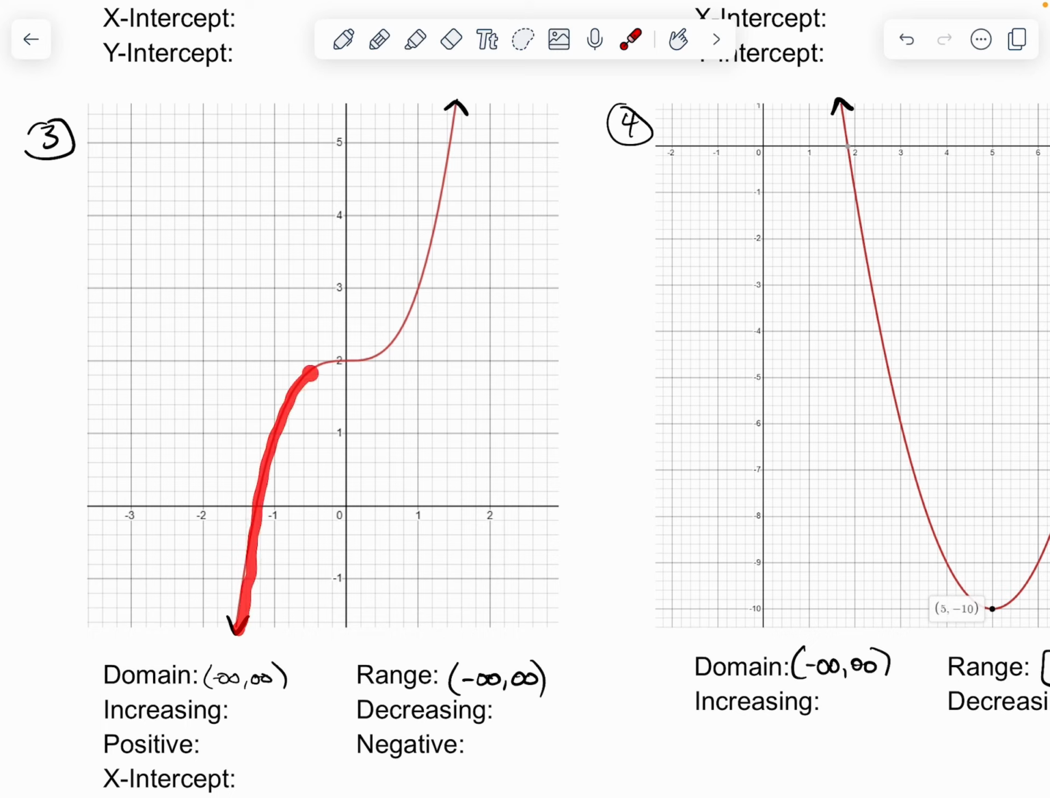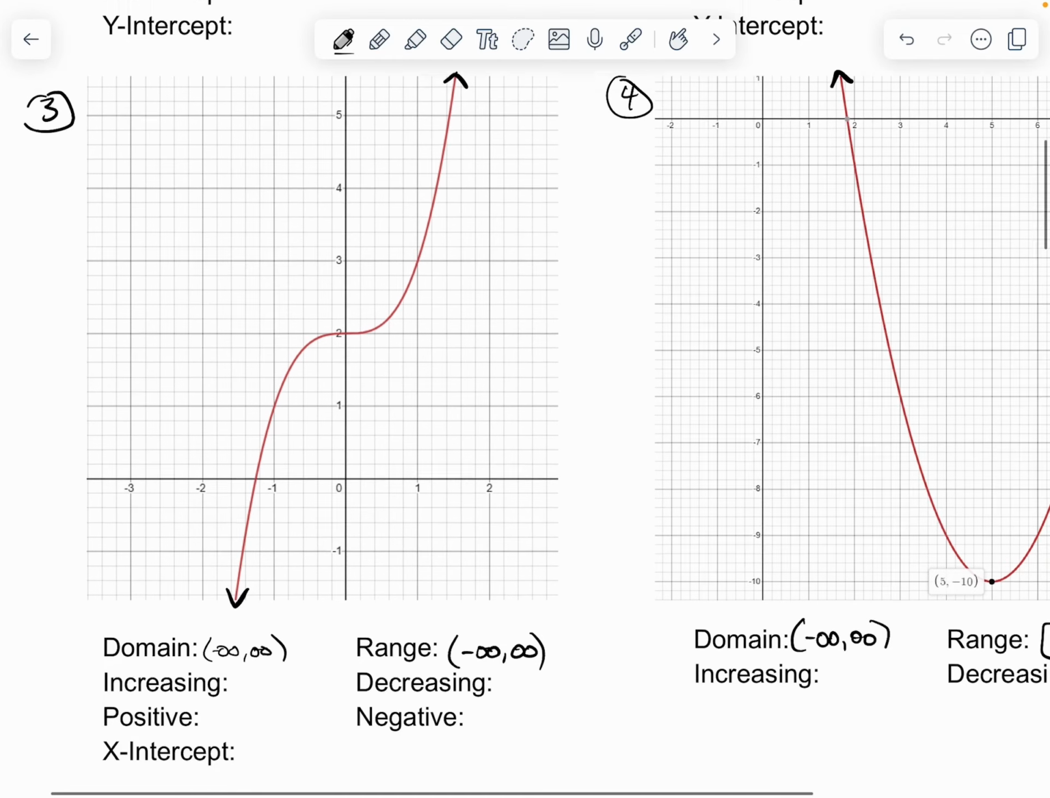All right, let's look at number 3. When is this one increasing? Again, put my pencil on the very far left. I trace it. Well, it looks like it's going up from negative infinity until x equals 0. And then after 0, it's increasing again.